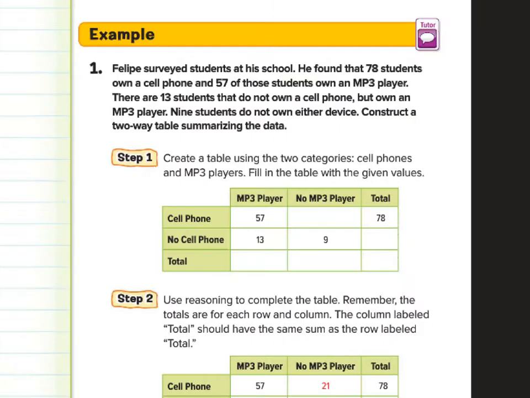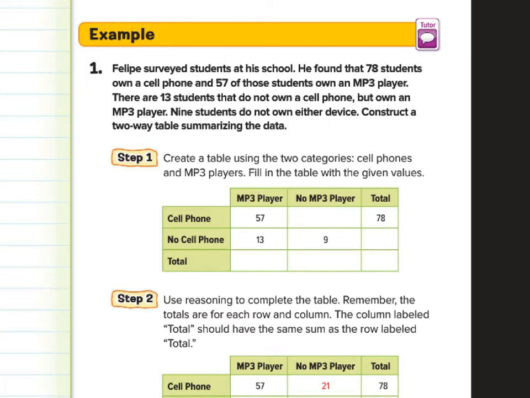Okay, so now let's break it down step by step on how we would do this ourselves. Let's look at the example with Felipe. Felipe surveyed students at his school. He found that 78 students own a cell phone and 57 of those students own an MP3 player, or what we can say an iPod. There are 13 students that do not own a cell phone but own an MP3 player, 9 students that do not own either device. Construct a two-way table summarizing the data.